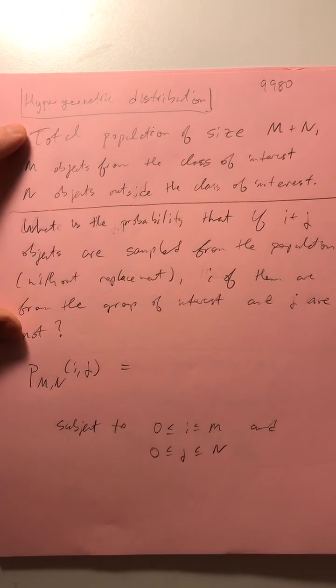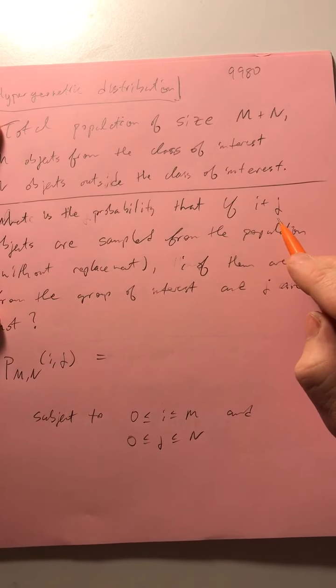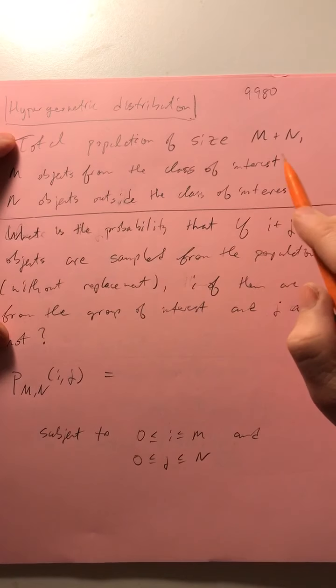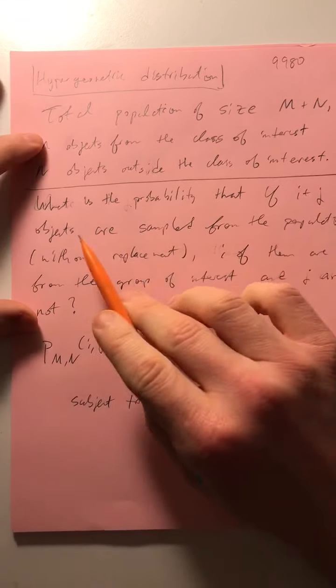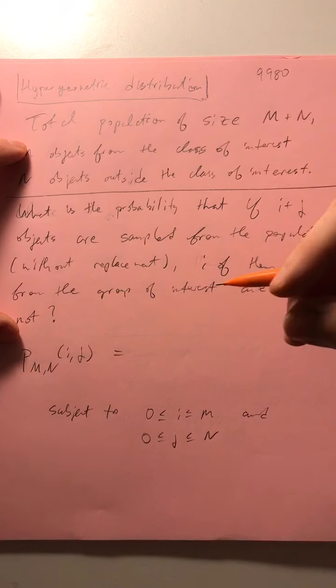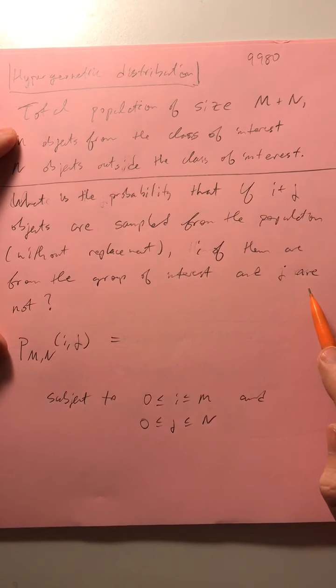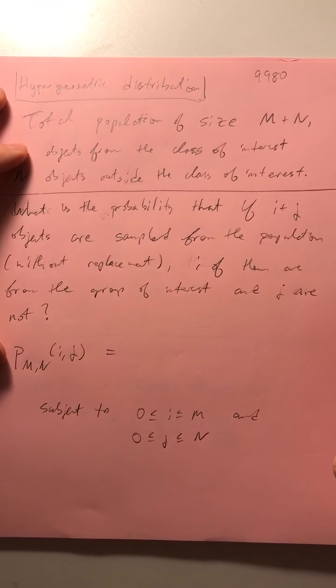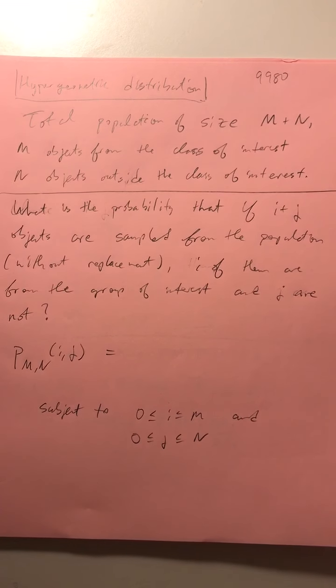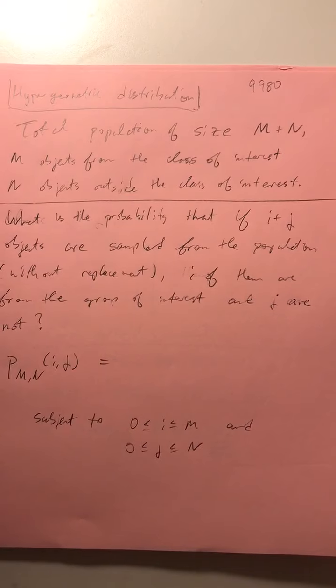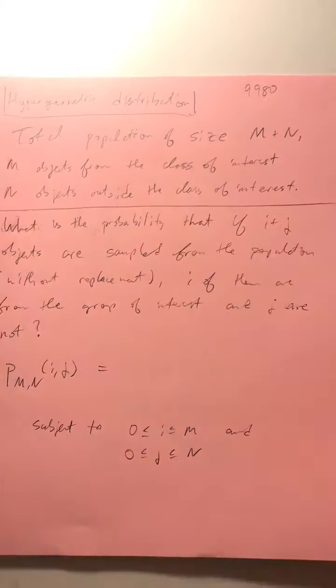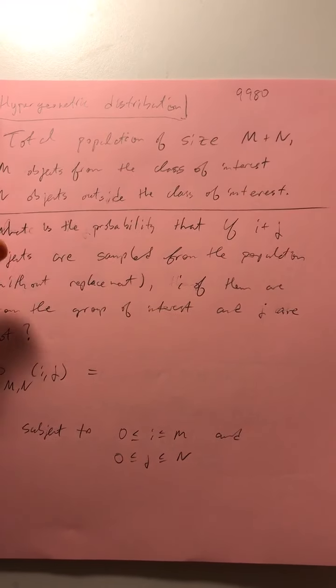Okay? So I'm going to pick i plus j objects from my total population, and I want to know, what's the probability that i of those are in the class of interest and j are not. Okay, so this is a slightly realistic, although probably idealized, version of a real world problem.